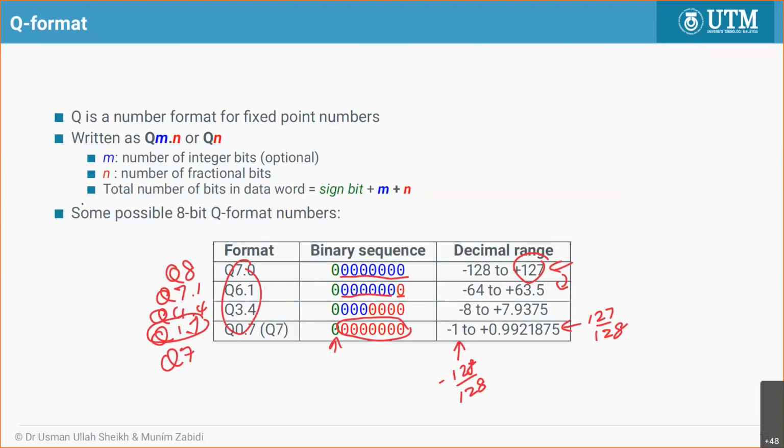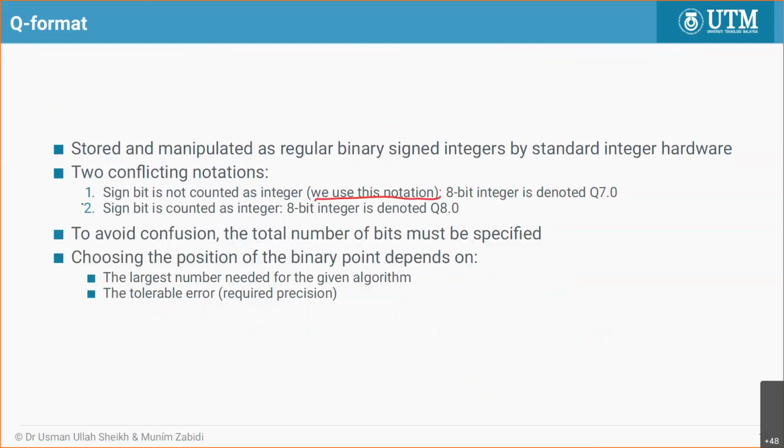So that is if we use the second format. The non-DSP people use this, and if you look for information on Q format, you find both of them. So none of them is wrong. Both of them are correct. Just to tell you ahead, if you go and find information for yourself, you will get confused. To avoid the confusion, the total number of bits must be specified.